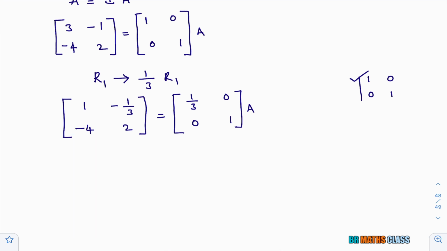This is in the second row. R2 changes as what you wrote here. Same thing you write. R2, I'll use plus. Here minus 4 is there. Here I want plus 4.